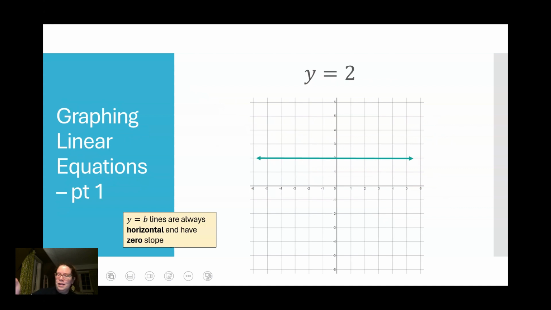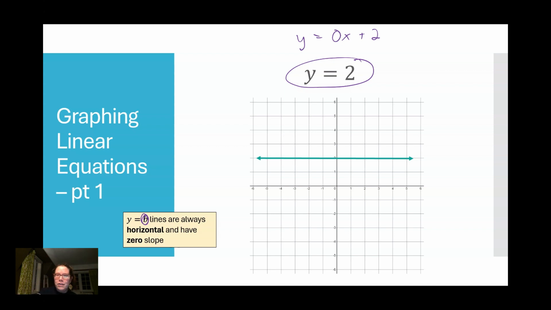Now, we have seen in the last few ones diagonal lines. They had a y and an x in the equation. We will also see horizontal and vertical lines. This line, y equals 2, is a horizontal line. Anytime you have y equals a number with no x's, this is almost like we had 0x plus 2. These are always horizontal lines.